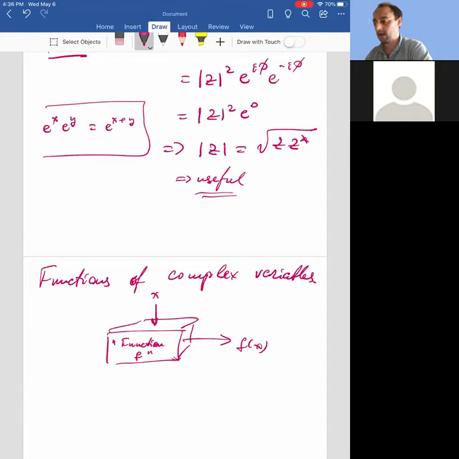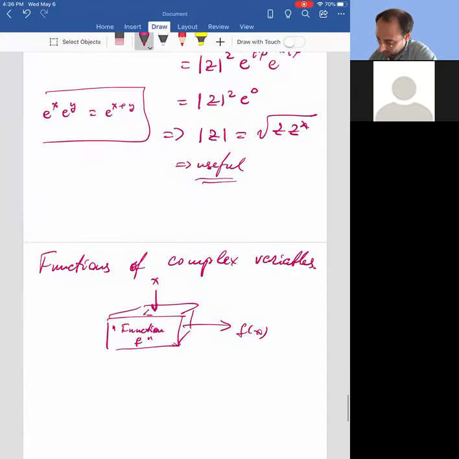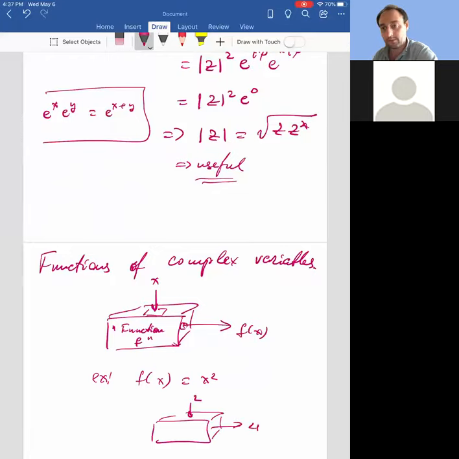Okay? That's a function called function f. You put an x into a slot here, out comes a number called f of x. Okay? So example, this is just regular, right? So f of x equals x squared. You put a 2 in, you get 4 out.